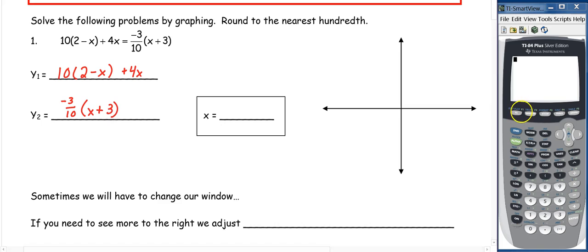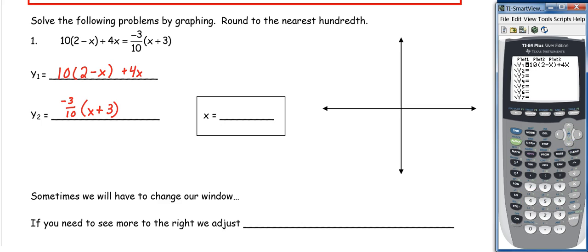So in our calculator, we're all going to go to y equals, and we're going to enter the equations in. Type them the exact way that you see them written or that you copy down. So y1, we're going to type 10 parenthesis 2 minus x. To get the x button, it's next to the alpha key, or on a diagonal from the second key. So 2x, close parenthesis, plus 4x.